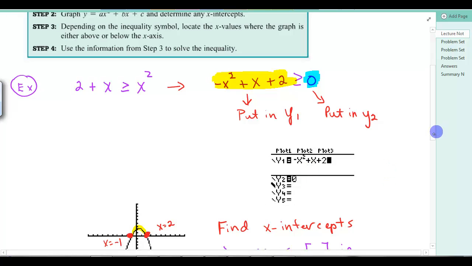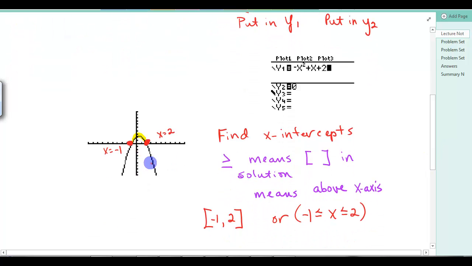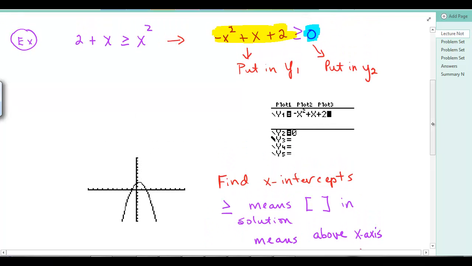Then when you hit graph, you should get a picture like this. Now you don't have the color or the highlighting, but that's the picture you get. So you're going to find the x-intercepts, and so if nothing is here, you're looking for this and this. Now we want to look at the original. It had greater than or equal. If it has equals in there, we should, in our sketch, put closed-in circles where it crosses the x. That's going to help us remember that if it's closed circles, we're going to put things in brackets in our solutions.